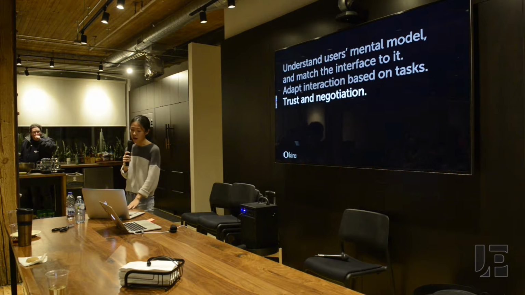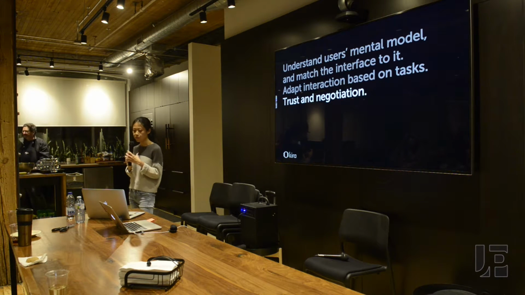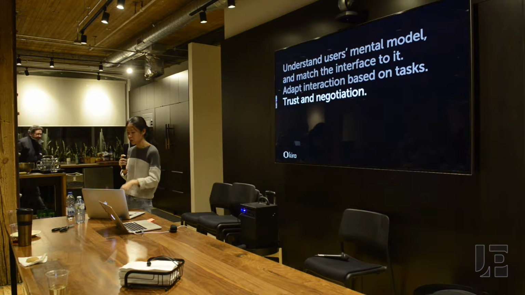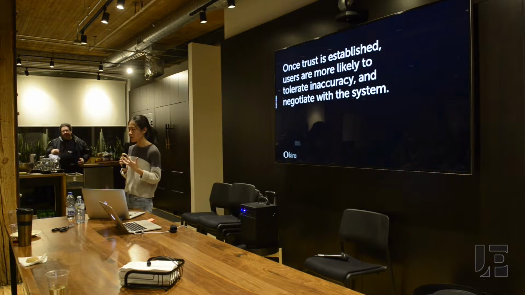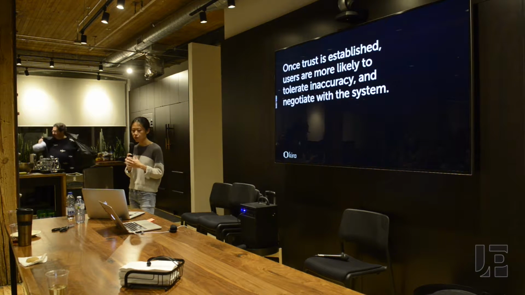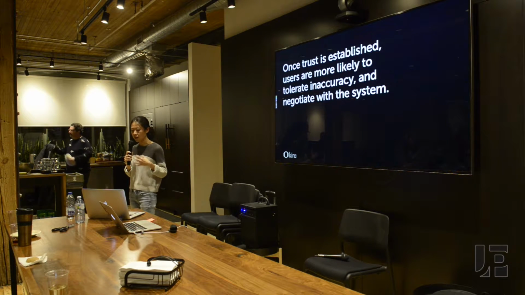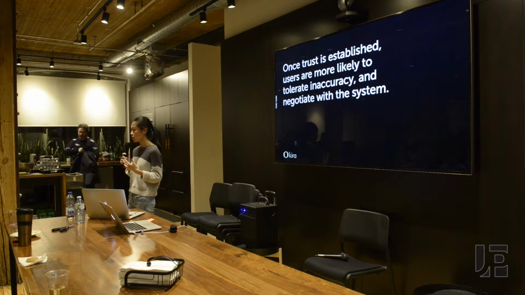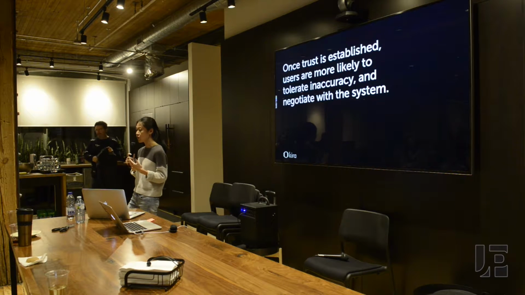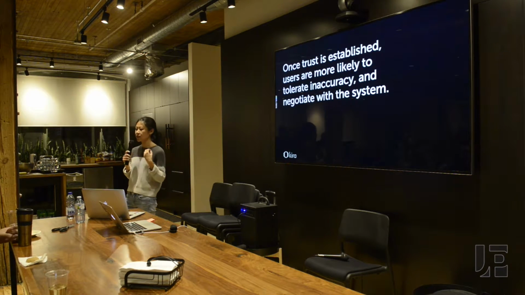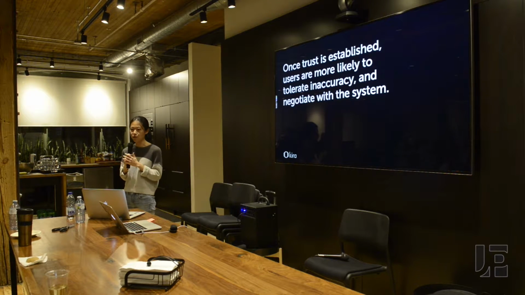And as you have trust, so last thing, that kind of leads to the last point, which is trust and negotiation. Once trust is established, users are actually more likely to tolerate inaccuracy and more likely to negotiate with the system, even though intuitively you would think accuracy is probably the most important thing. If they see something that is not accurate, they'll probably likely to abandon it.